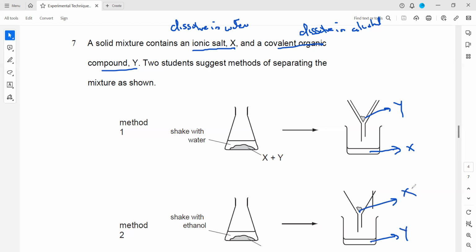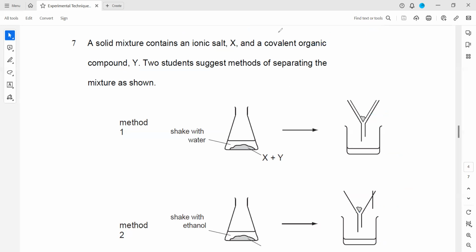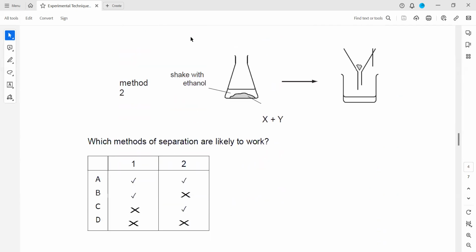So we can use any of the solvents. We can use water as a solvent. When we use water, X will dissolve, Y does not dissolve. When we use alcohol, Y will dissolve, X does not dissolve. So both techniques will work. Both methods will work to separate X from Y. So that's why A should be the right answer.